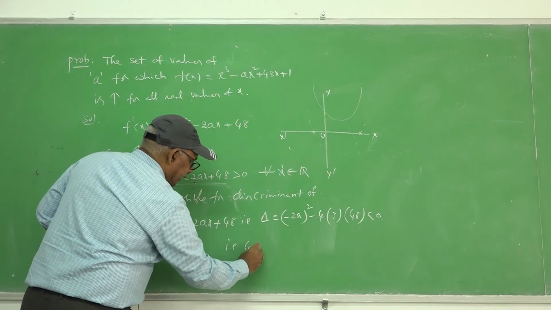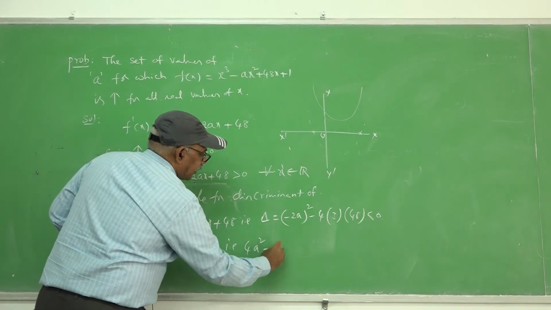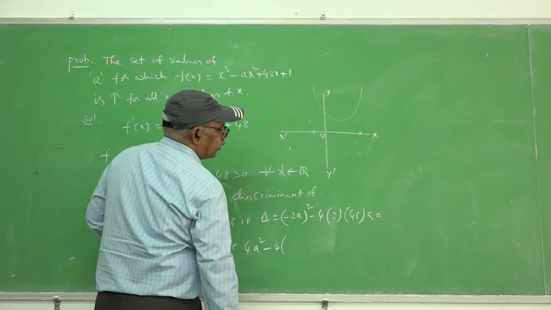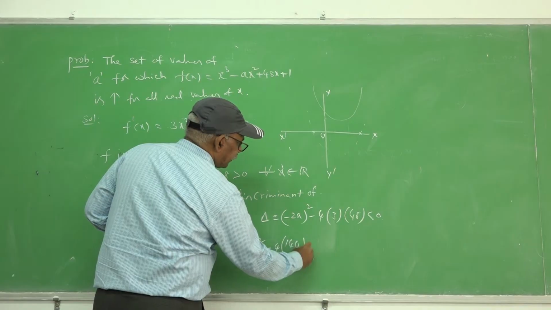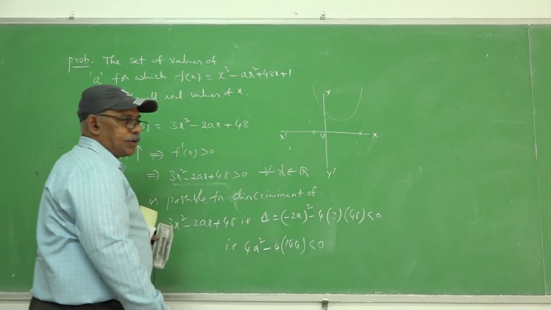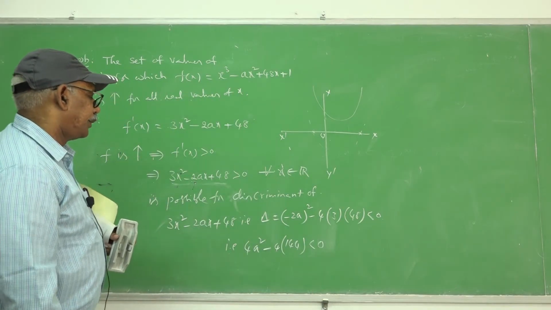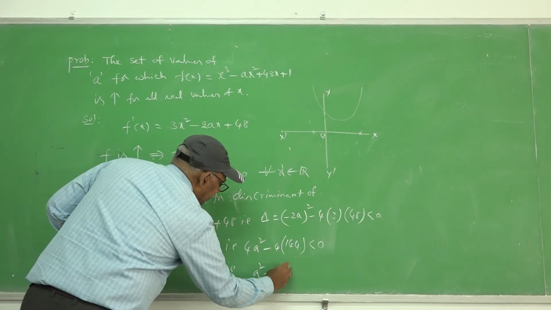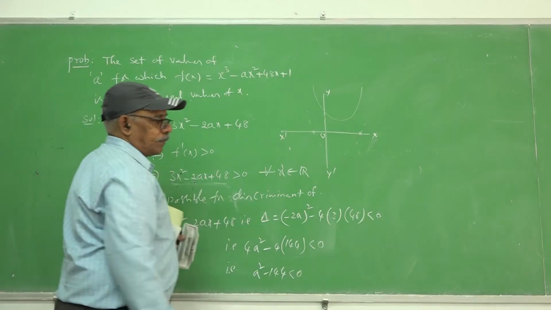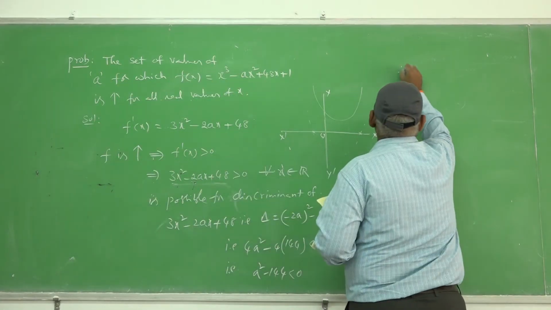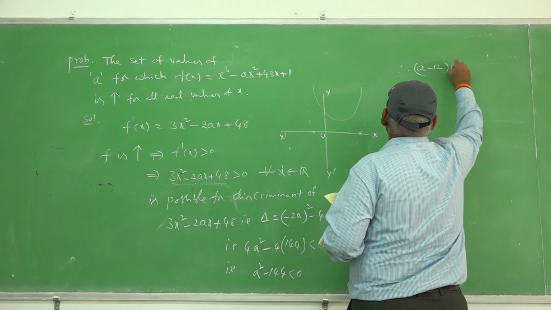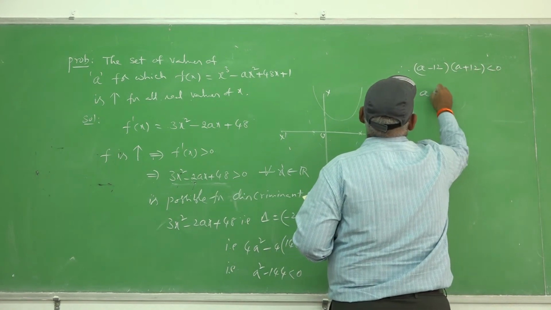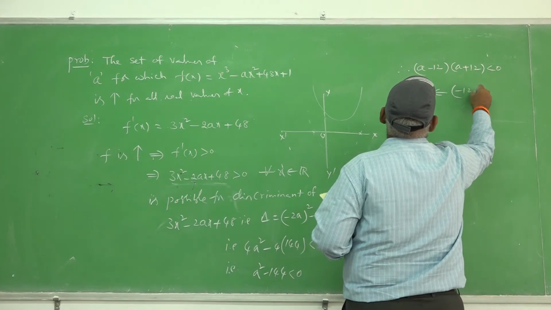That gives us 4a square minus 4 into 144 is less than 0, since 3 into 48 gives us 144. You can remove 4 here. So a square minus 144 is less than 0. Therefore, a minus 12 into a plus 12 is negative, which is possible for a belongs to minus 12 and 12.